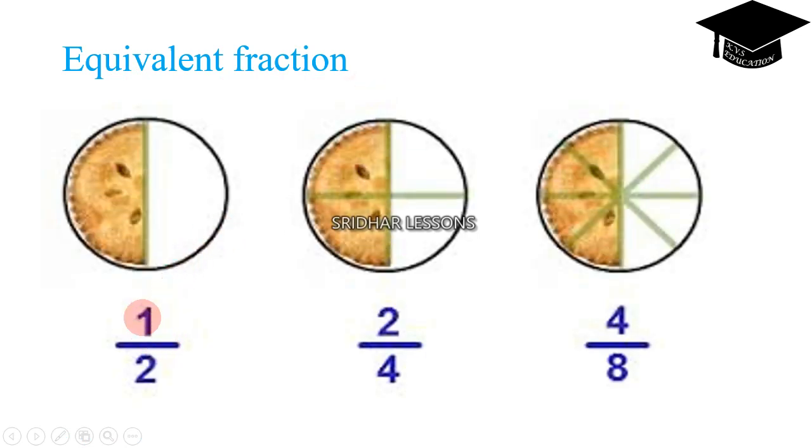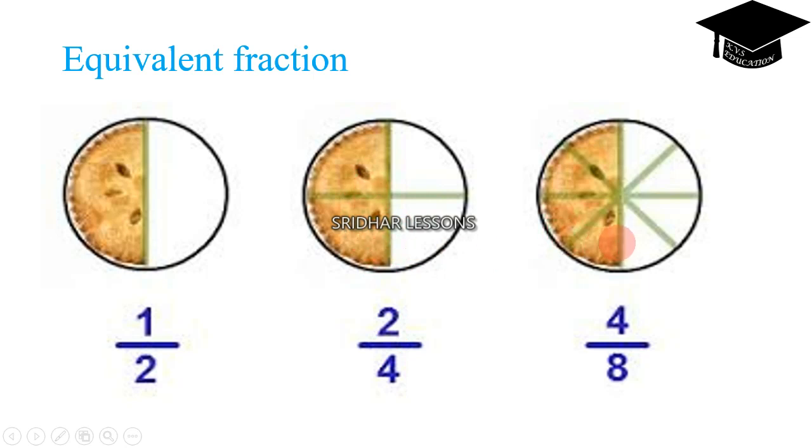Equivalent fraction. See, this pizza was divided equally. So totally one pizza was divided into half of the part, 1 by 2. And when compared with the second one, this is divided into two parts. Totally we have 4 parts and this was divided into 2 parts.